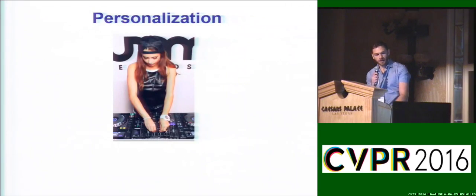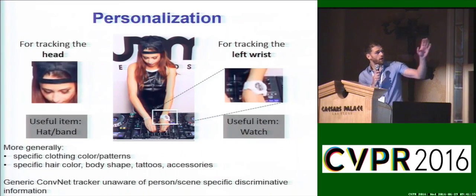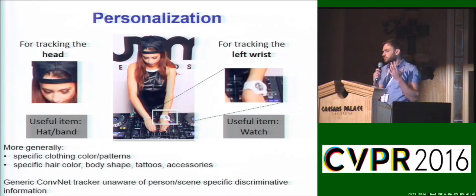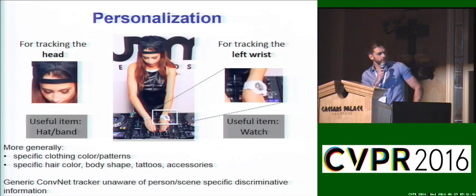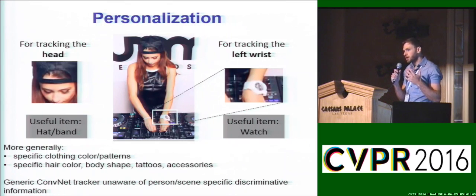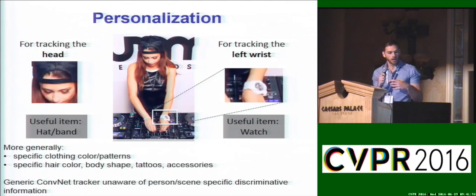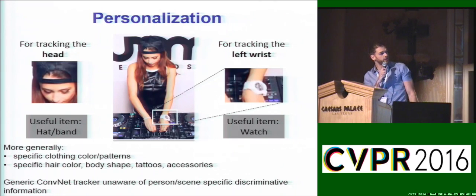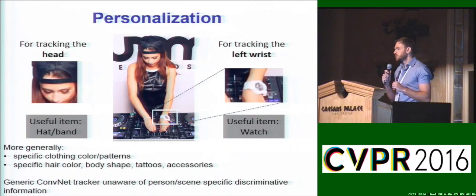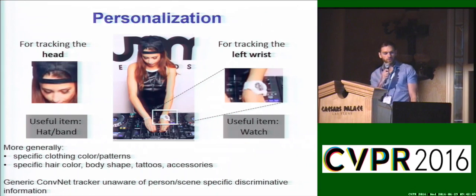For instance, ideally we'd like to use the knowledge that the DJ here is wearing a hat or has a wristwatch and lock onto these useful cues to better predict the body part locations. More generally, we'd like to consider the specific clothing colour and patterns in the target video, along with the specific hair colour, body shape, the person-specific information such as the tattoos that the person may be wearing or clothing accessories that they may be wearing, and use this information to improve pose estimation performance.